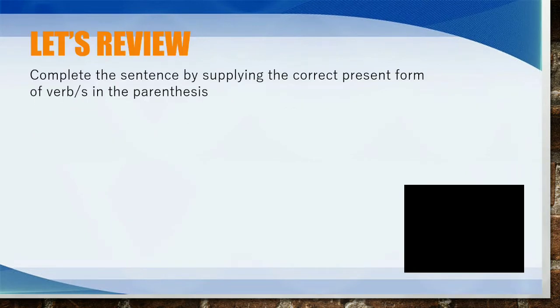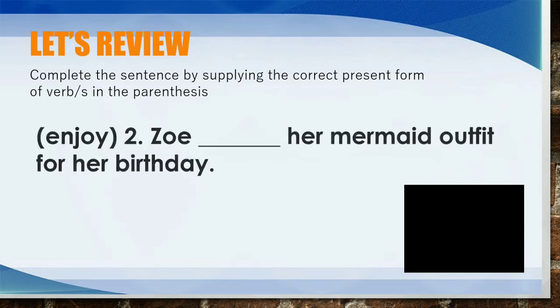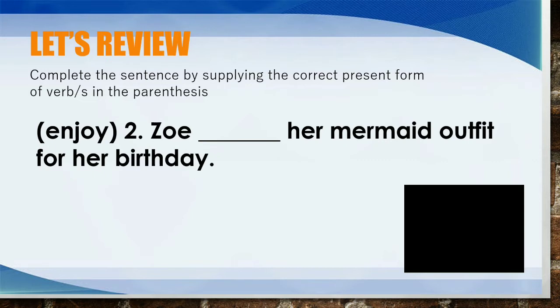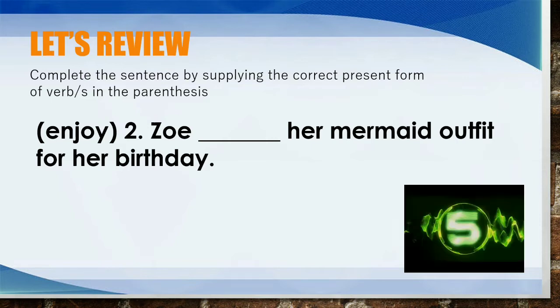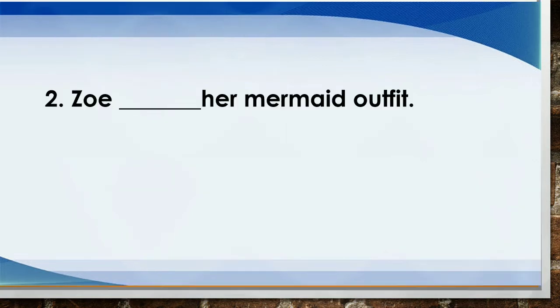Number 2. Complete the sentence by supplying the correct present form of the verb in the parentheses. The verb is enjoy. Sue blank her mermaid outfit for her birthday. 5, 4, 3, 2, 1. The answer in number 2, the verb that we're going to use is, Sue enjoys her mermaid outfit.